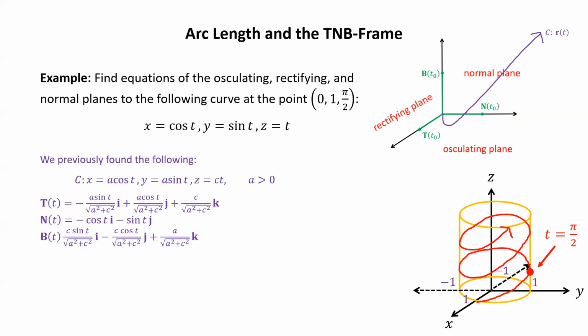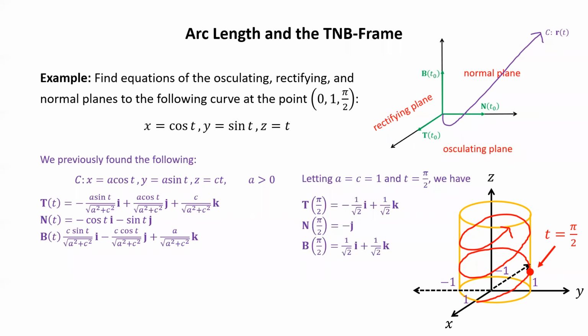From the previous example, we found T of t, N of t, and B of t for this general curve, x equals a cosine t, y equals a sine t, z equals ct, where a is positive. Letting a and c both be 1 and t equal pi over 2, we see that T of pi over 2 is negative 1 over root 2 i plus 1 over root 2 k. N of pi over 2 is just negative j. And B of pi over 2 is 1 over root 2 i plus 1 over root 2 k. We can now use those three vectors together with the point (0, 1, pi over 2) to write equations of the three planes.